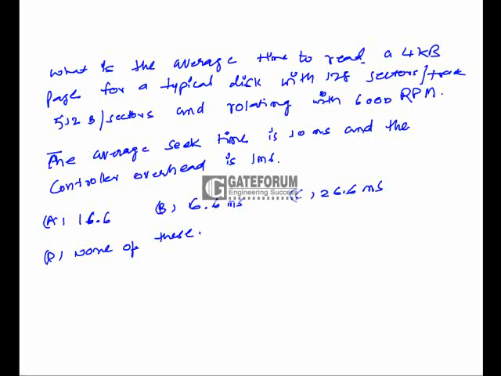What is the average time to read a 4 KB page for a typical disk with 128 sectors per track, 512 bytes per sector, and rotating at 6000 rotations per minute? The average seek time is 10 milliseconds, and the controller overhead is 1 millisecond. Here the rotation of the disk is given as 6000 rotations per minute.